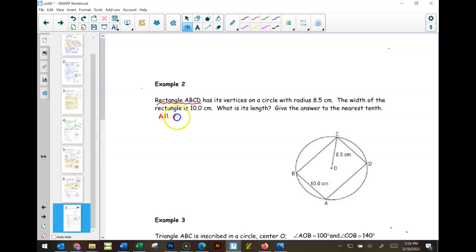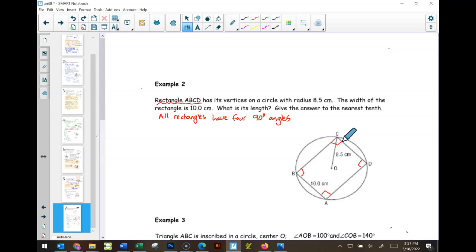All rectangles have 4 90-degree angles. So that's going to help us right away, because now we know that this angle is 90, and that this angle is 90, that angle is 90, that angle is 90, which means we're probably going to be using Pythagoras. Let's just make sure that we've got 2 out of the 3 line lengths that we need in order to do Pythagoras.